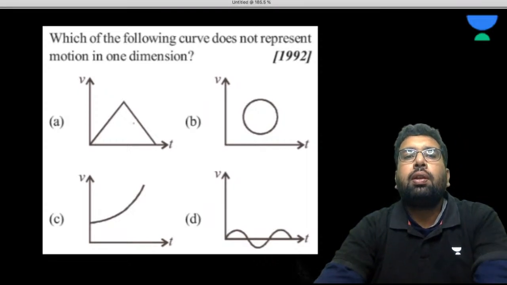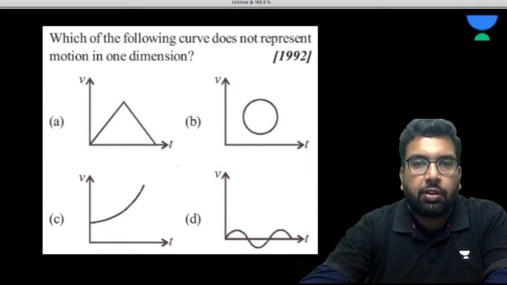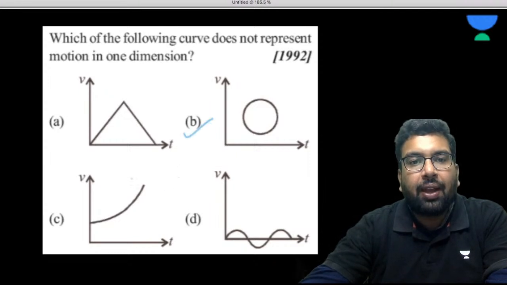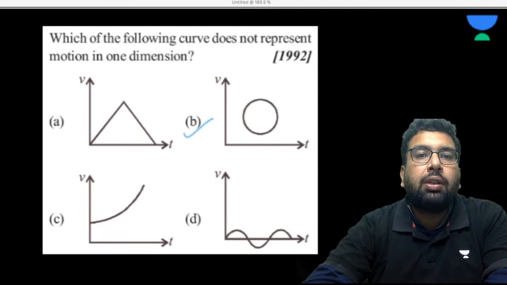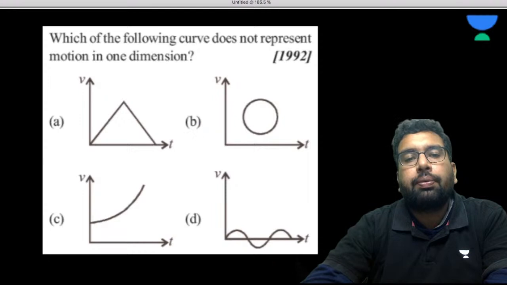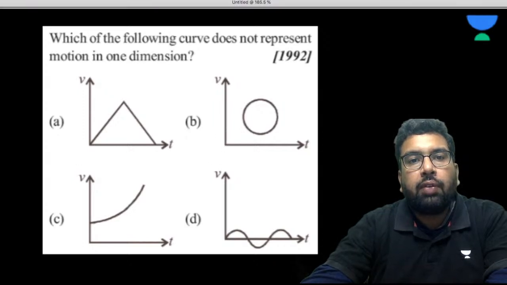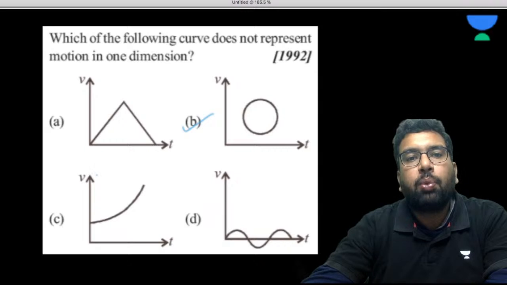So which of the following does not represent motion in one dimension? This one. Okay. How come, sir? Because this is not a possible case. Please observe. Which one of the following curves does not represent motion in one dimension?